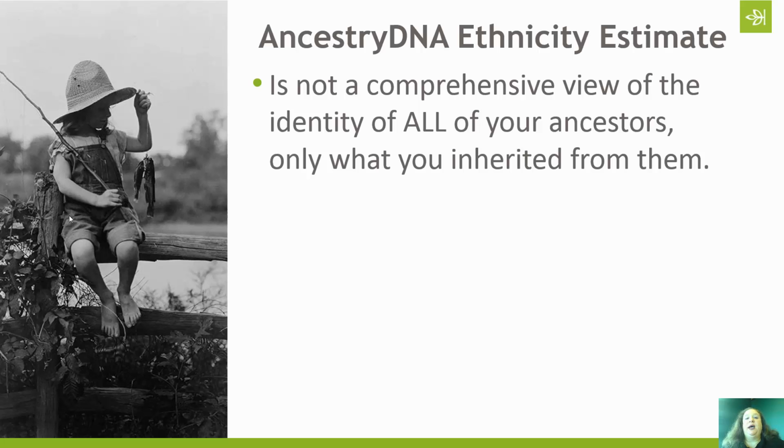One is an ethnicity estimate is not a comprehensive view of the identity of all the ancestors you've ever had. Remember, it's only the pieces that you inherited, and you only get 50%, and it's a random 50%. And your dad only got a random 50% from each of his parents, and so on and so on. And so you get these little pieces that filter down through time.